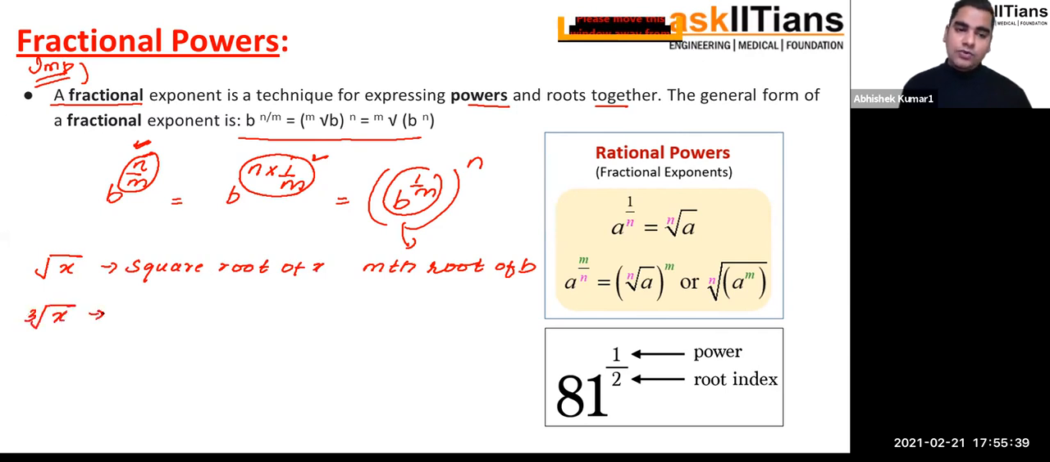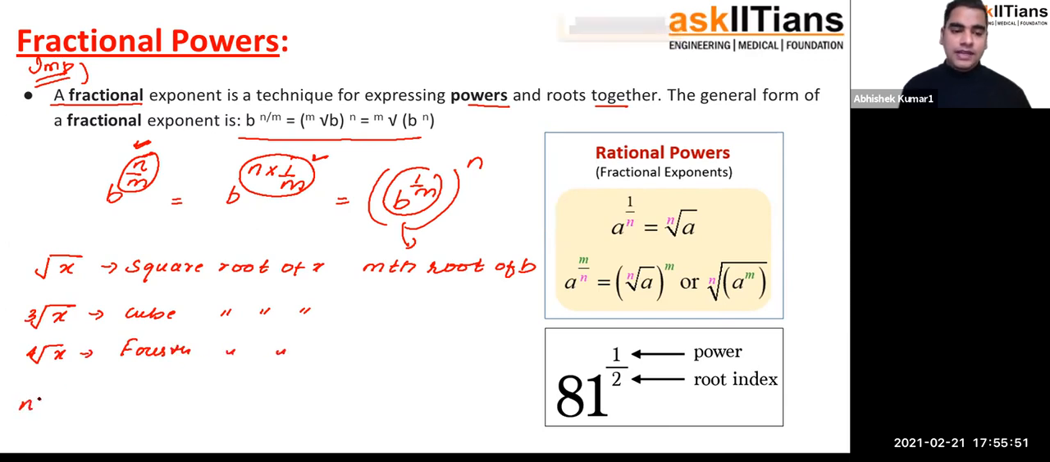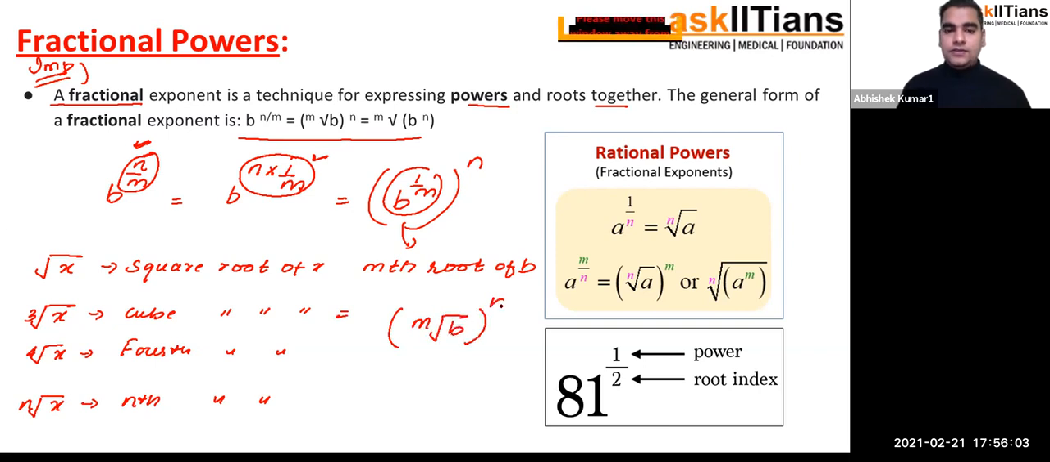I will say cube root of x, right? If I write 4 here, I will say fourth root of x. Similarly, if I am writing n here, that means I am talking about the nth root of x. Clear? So since m is written, that is the mth root, and it can be written as the mth root of b raised to the power n, and we can simplify it later on.